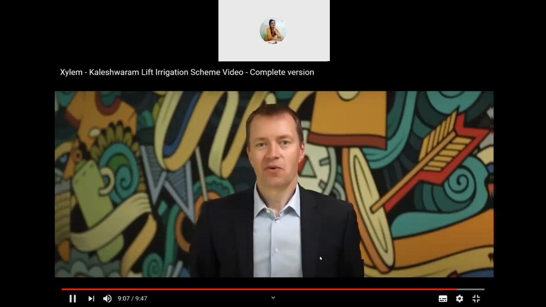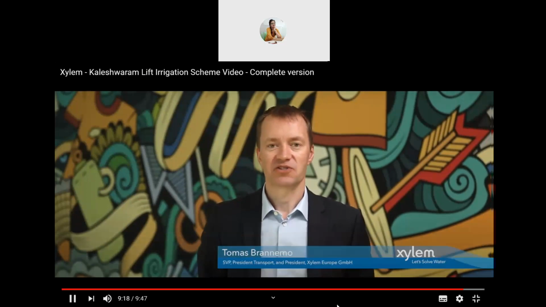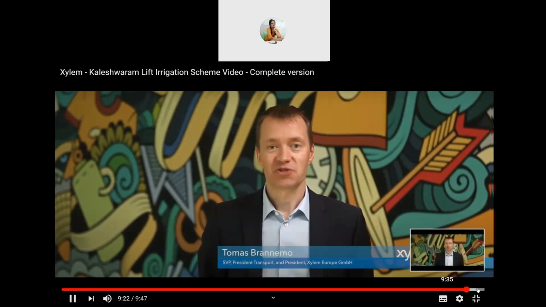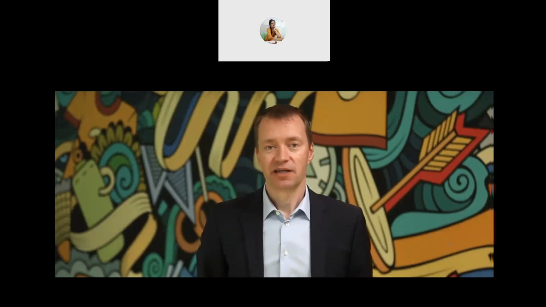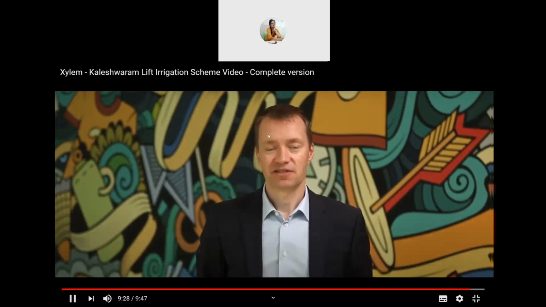The core strategy of Xylem is around three focus areas. Number one is to maintain and develop a very profitable core business. Number two is around smart water and the system intelligence, data analytics and services. And number three is to develop the business in emerging markets where we currently are underserved. And of course, India is a core component, a very prominent piece.